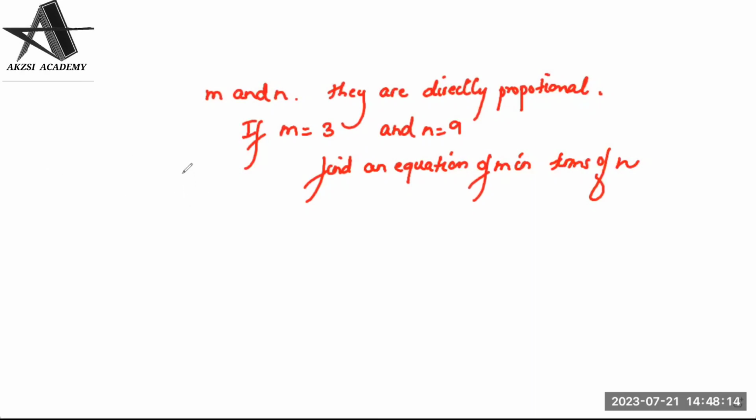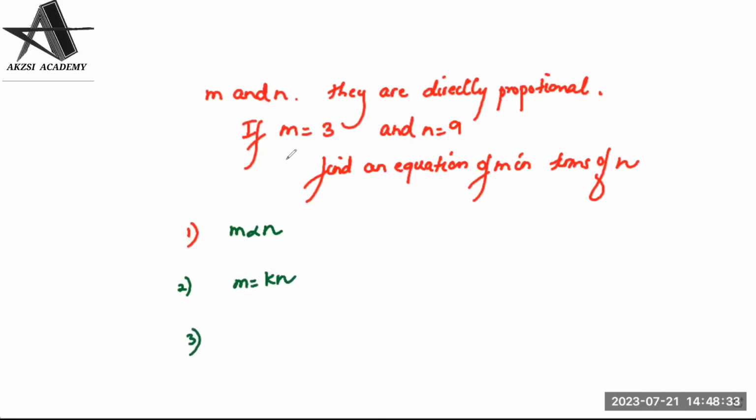So we have to follow the same steps. First is write in terms of proportionality. That means because they are directly proportional to each other, I'll write m is directly proportional to n. Second step is remove proportionality and introduce a constant. So m is equal to k times n.